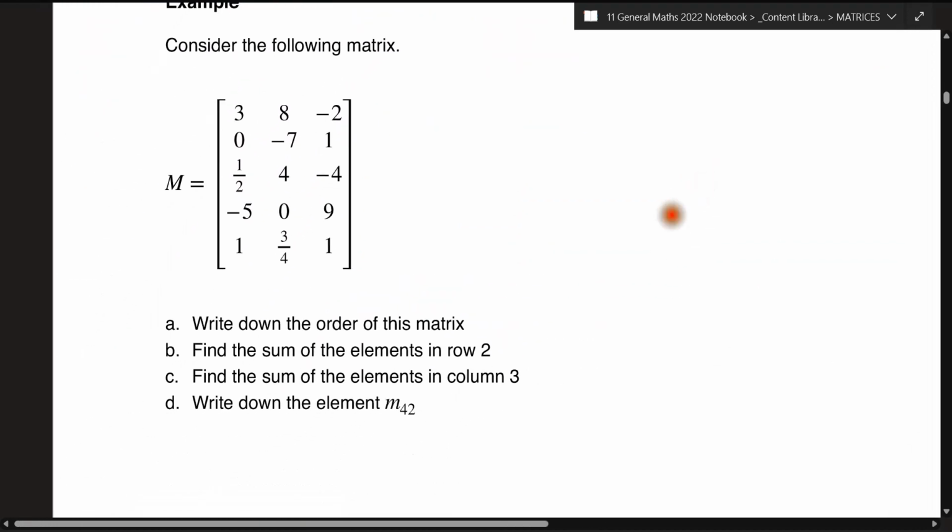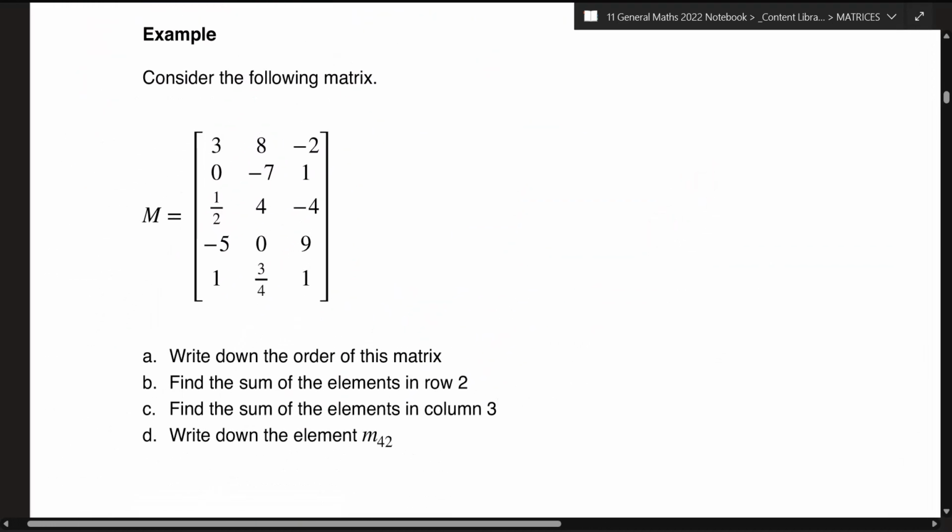Let's look at this matrix. Consider the following matrix. Write down the order of this matrix. Remember, when it comes to order, you're telling me the number of rows by the number of columns. And refer back to what rows and columns mean. Rows go left to right, so these would be your rows. Columns are these numbers, top to bottom.